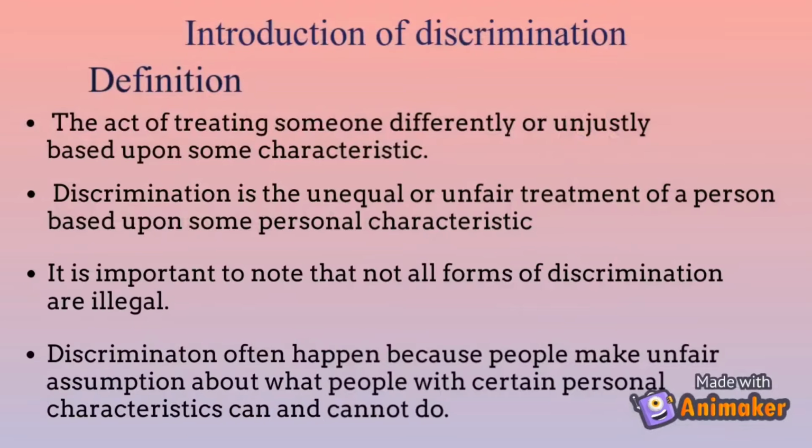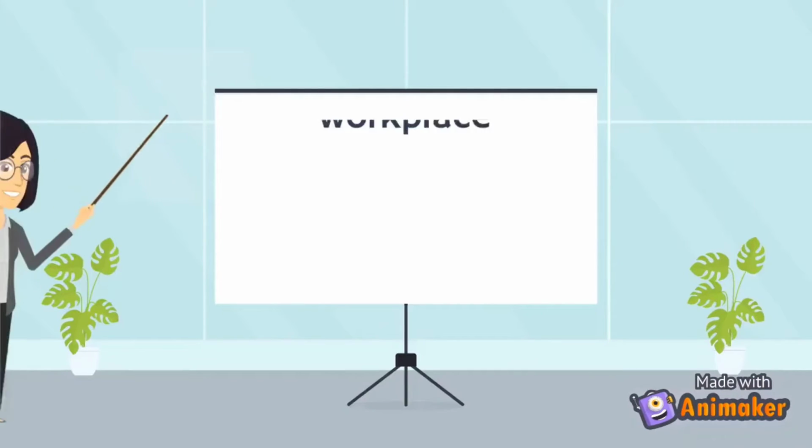Introduction of discrimination. Definition. Discrimination is the act of treating someone differently or unjustly based upon some characteristic. Discrimination is the unequal or unfair treatment of a person based upon some personal characteristic. It is important to note that not all forms of discrimination are legal. Discrimination often happens because people make unfair assumptions about what people with certain personal characteristics can and cannot do.